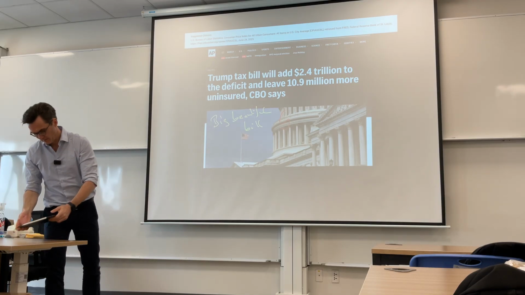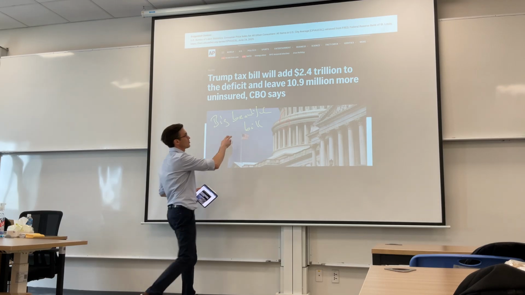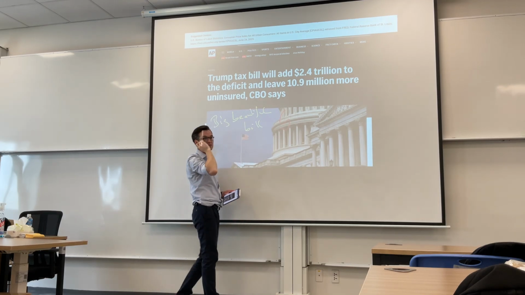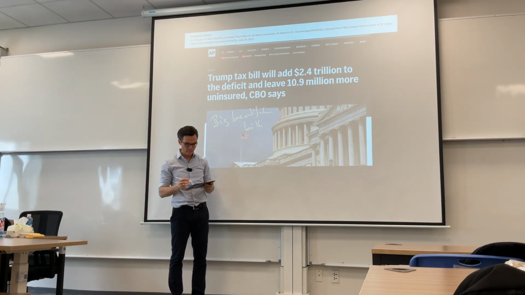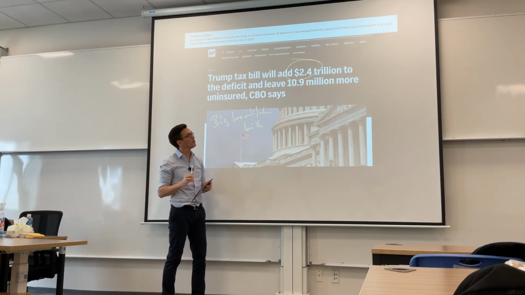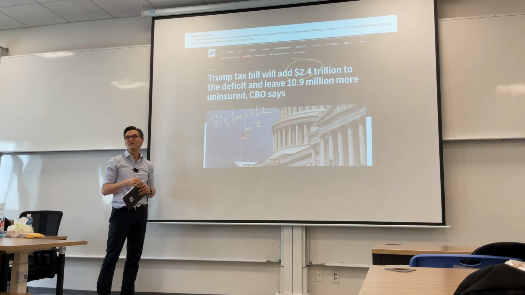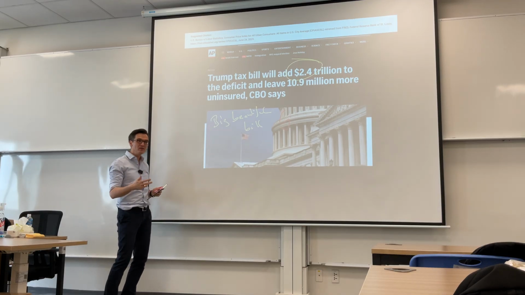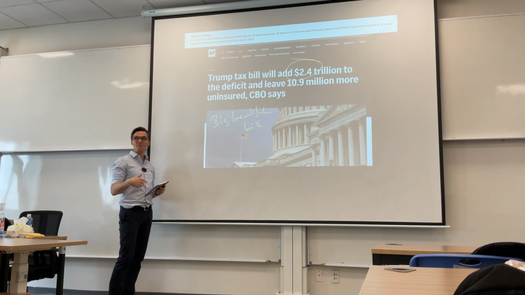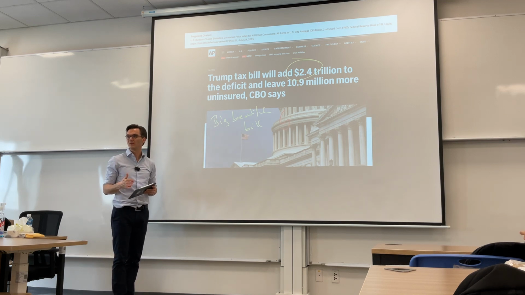Long story short, there is the so-called CBO, the Congressional Budget Office. It's a body of the U.S. Congress that has estimated that the Big Beautiful Bill will amount to about $2.4 trillion extra in debt. So the debt that will arise from the tax cut will amount to about $2.4 trillion. That's basically how we think about this.